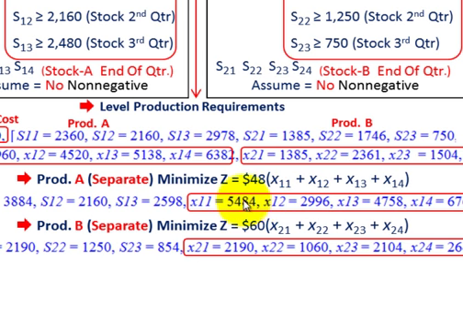Okay, so that'll pretty much summarize our discussion here on how you could set up a linear program to determine your production plan based on sales requirements and stocking requirements.